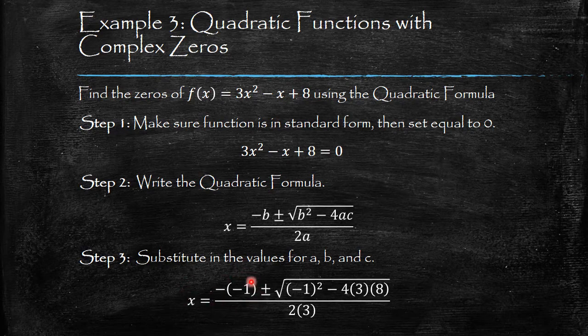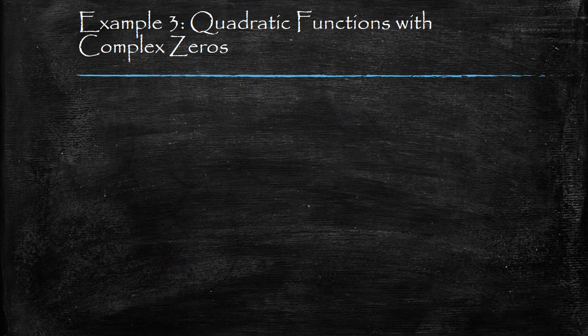Negative times -1 is positive 1. -1 squared is positive 1. -4 times 3 is -12. -12 times 8 is -96. 2 times 3 is 6. So when you do that math and simplify it out, that's what it looks like.